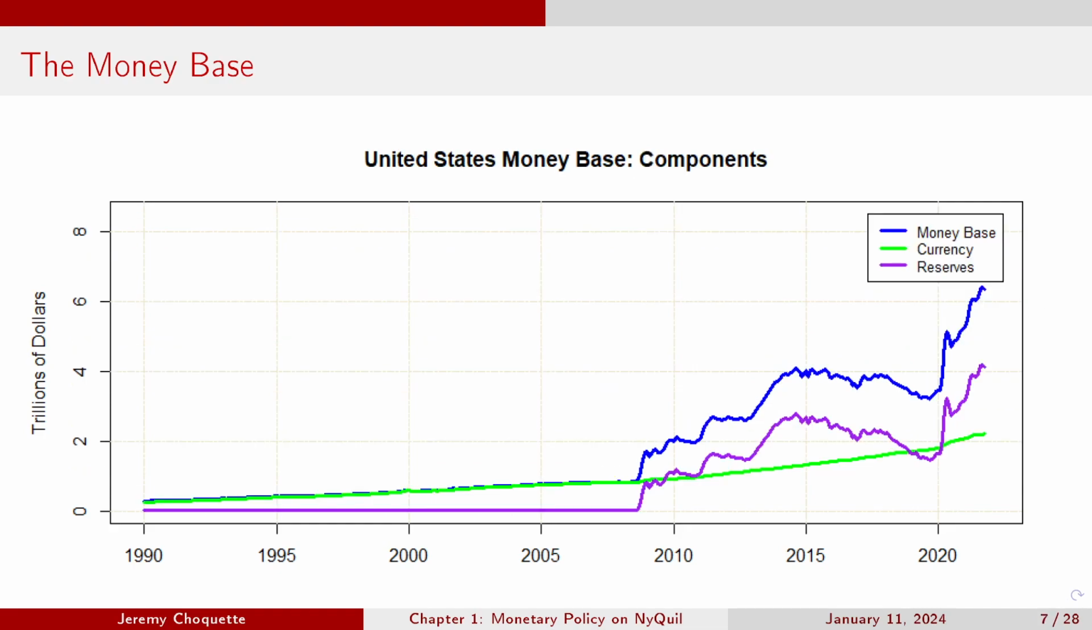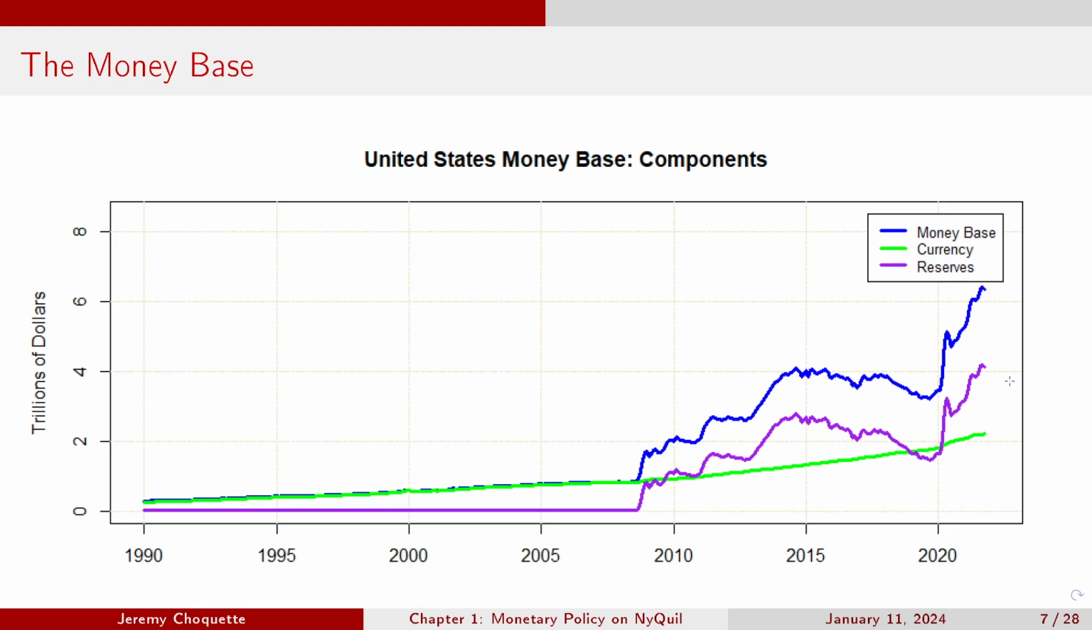Here are the components of the money base. Well, we've got the money base, and we have currency and reserves. So what you're seeing in the green and the purple, summed up, gives you the money base. Now you can see currency has a nice little upward trajectory, a borderline smooth trend. Then it kind of ticked up a little bit after 2008. But the real change here was in reserves.